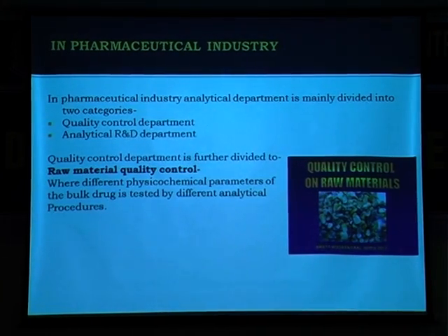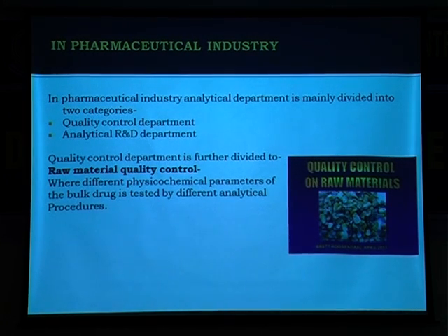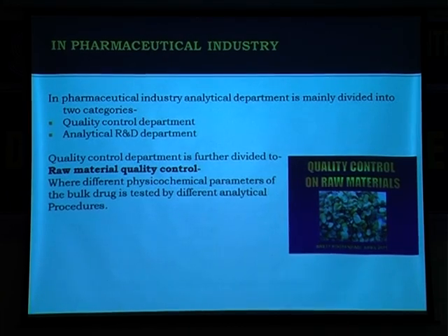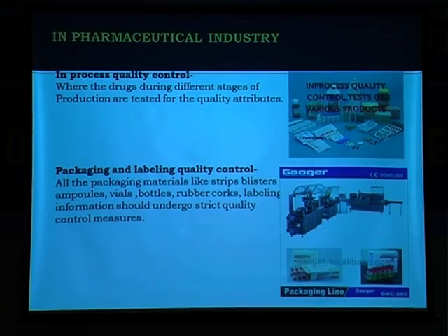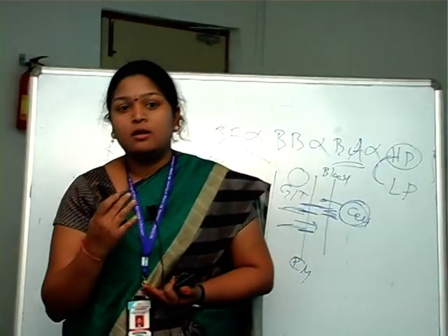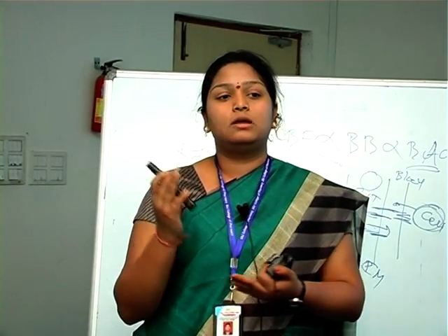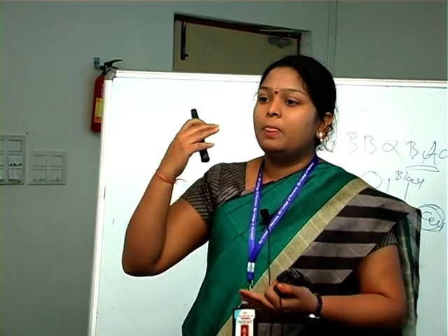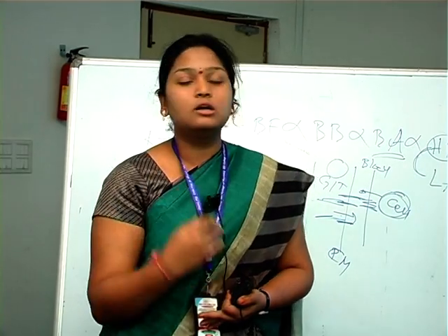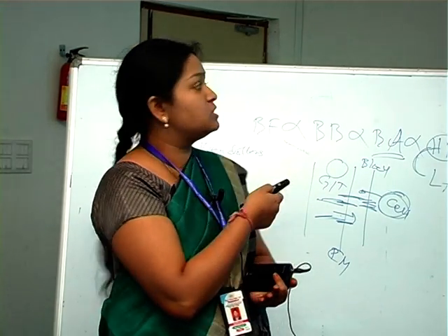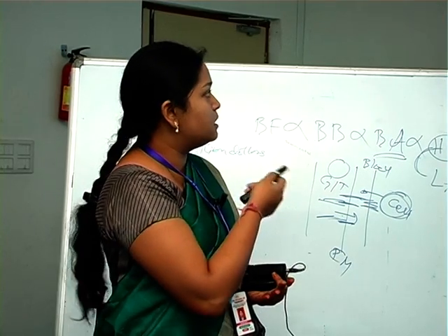And then in pharmaceutical industry, as I said, there are 2 main departments, quality control department and AR&D, that is analytical research and development. We have 4 types of quality control departments, that is raw material quality control where the raw materials are analyzed for their physico-chemical properties, and then in process quality control where during the process, for example, we are taking tablets. Preparation of tablets by wet granulation involves different steps: weighing, sieving, then granule formation, granule drying, and then punching. So in between, all the steps are evaluated.